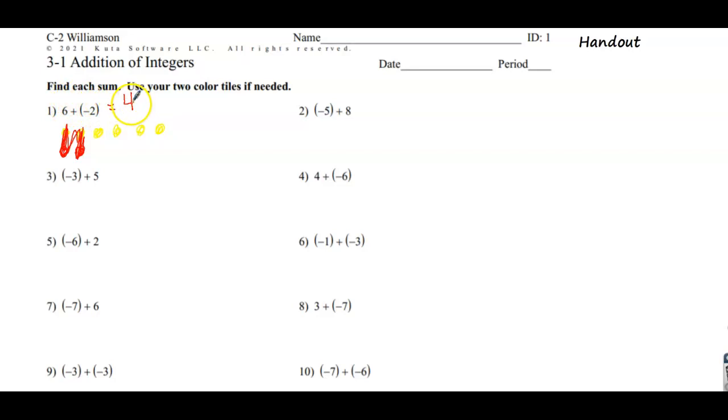And then what sign is the 4? Which number was bigger to begin with? The 6 was bigger to begin with, and it was positive, so the 4 is positive.